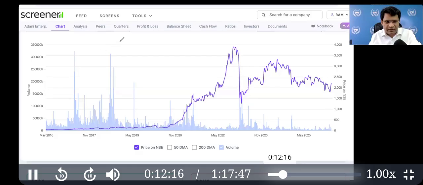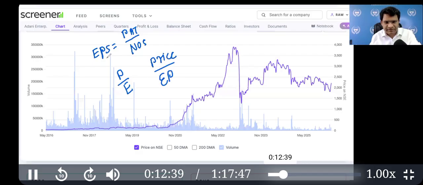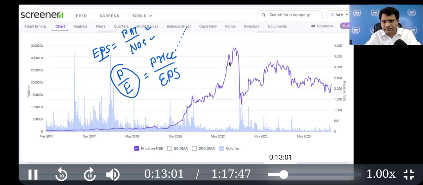Okay, we know that EPS is profit after tax and number of shares, and PE ratio is price of the shares divided by EPS. Correct. So if EPS remains the same, that means profit does not change every day, even shares do not change. EPS remains the same and price keeps on increasing, PE ratio goes up. Okay. So let's check PE ratio of Reliance.